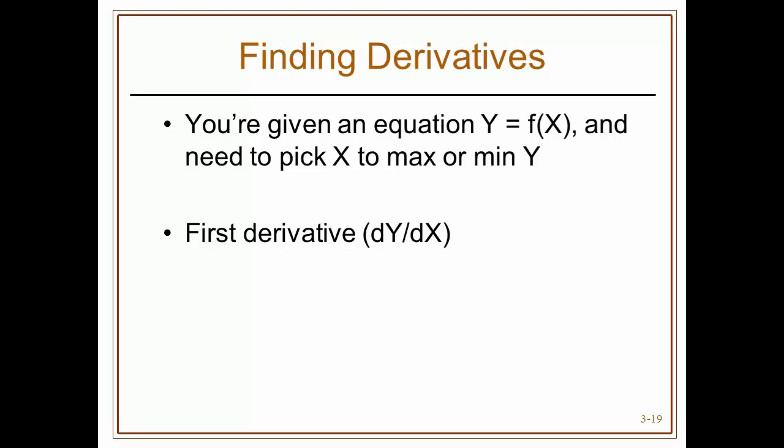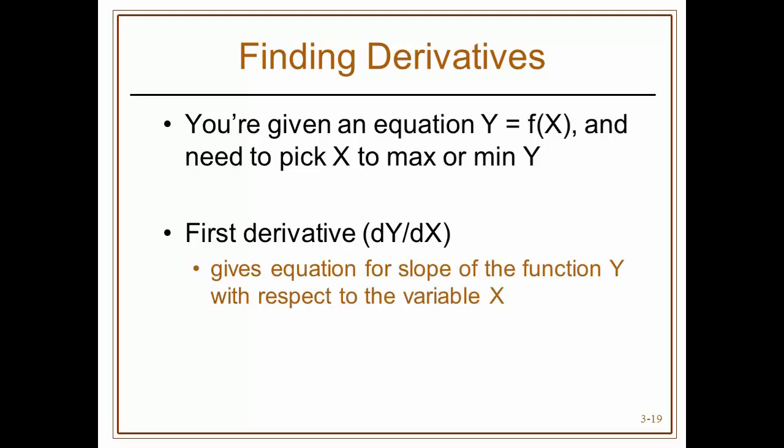So I have this different equation that's going to come out of my equation for y, and then when I plug in values for x into this slope equation, or this derivative equation, it's going to tell me the value of the slope of the function y. So there we go. It gives the equation for the slope of the function y with respect to the variable x.